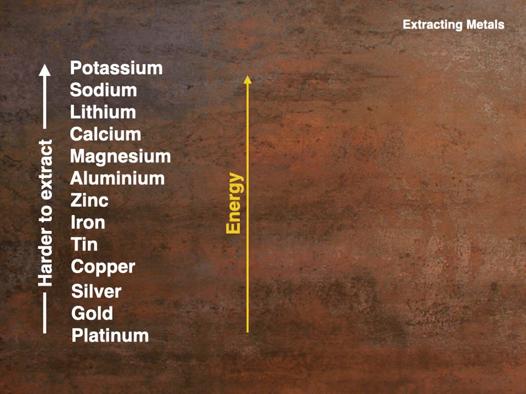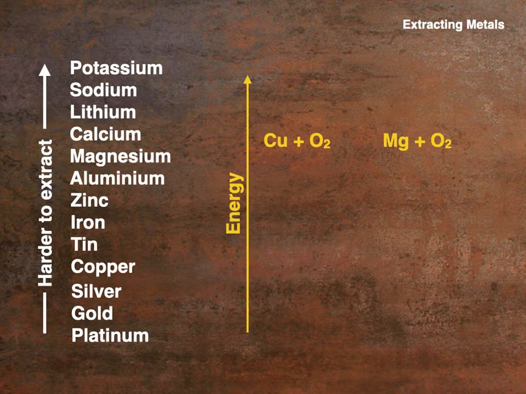Well, let's consider an experiment we looked at in the previous video. In the last video, we talked about reacting metals with oxygen. So let's suppose we react copper with oxygen and magnesium with oxygen. Now, when copper burns, when copper reacts with oxygen, it burns with a dull, quite boring red glow. That's because it's only releasing a small amount of energy when it burns.